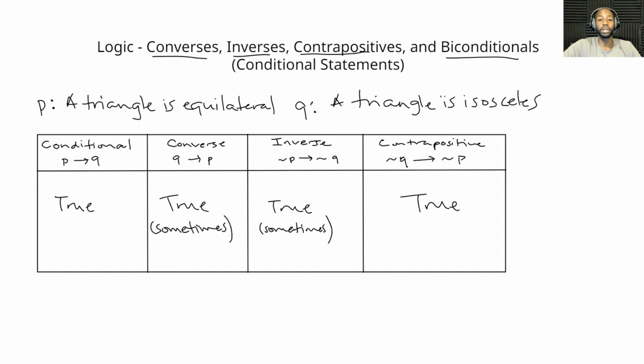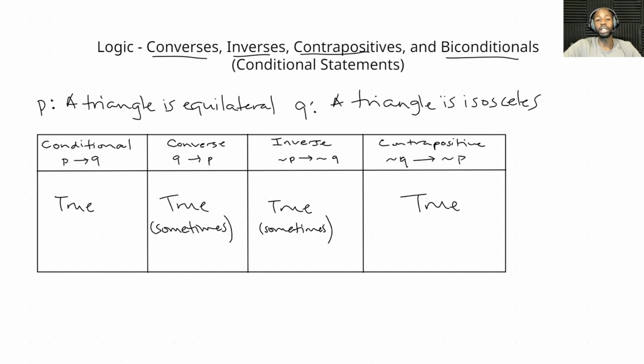What about the inverse? If a triangle is not equilateral, then the triangle is not isosceles. Think about that. If a triangle is not equilateral, that means the sides aren't all equal to each other, then the triangle does not have two equal sides. Not true. So again, this could be true sometimes, but you can have a triangle that is not equilateral that is isosceles, because isosceles is at least two sides equal.